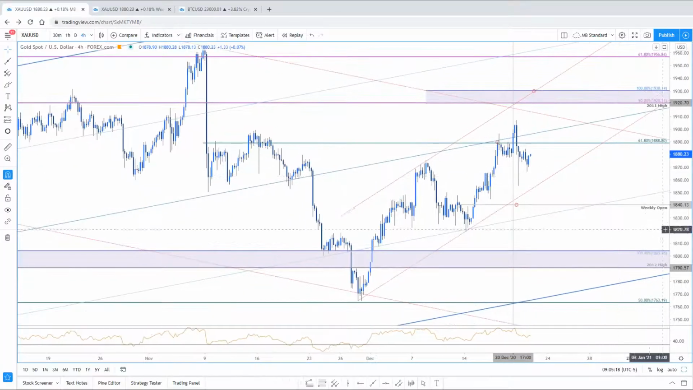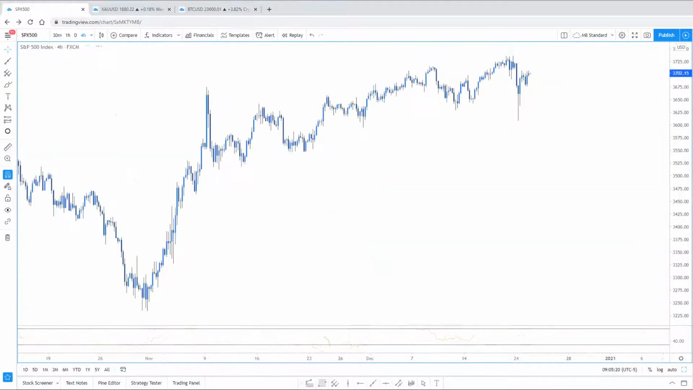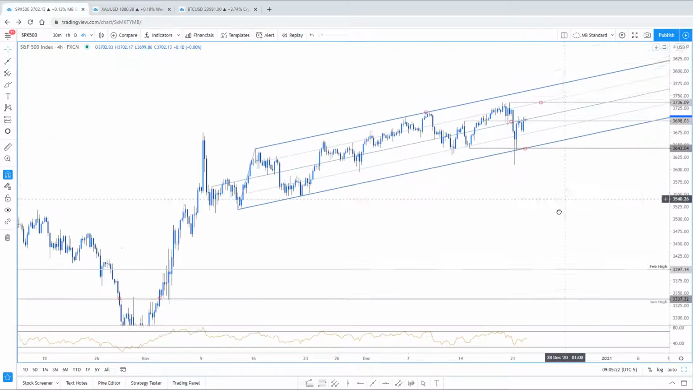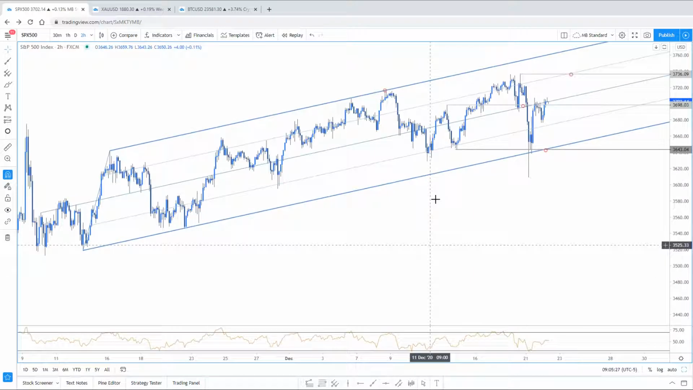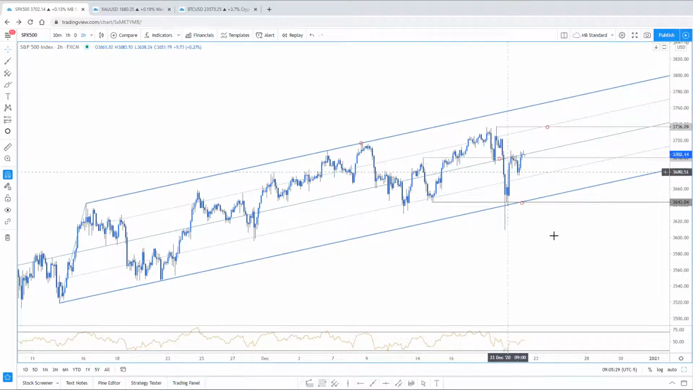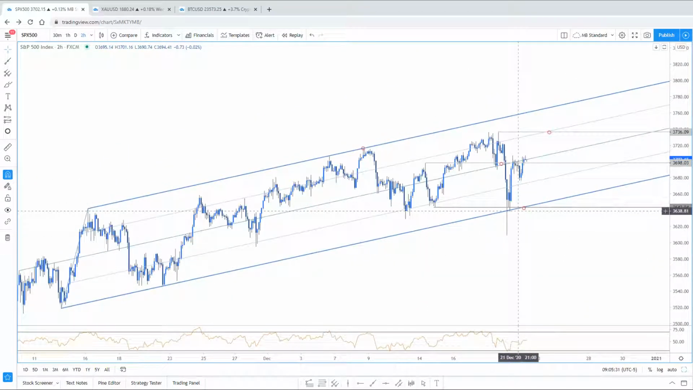All right, SPX looks like this. So we've been following this insane pitchfork, which continues to pay dividends. I don't understand why this thing just continues to hold. No one's kind of paying attention to it. It's been insane, right?